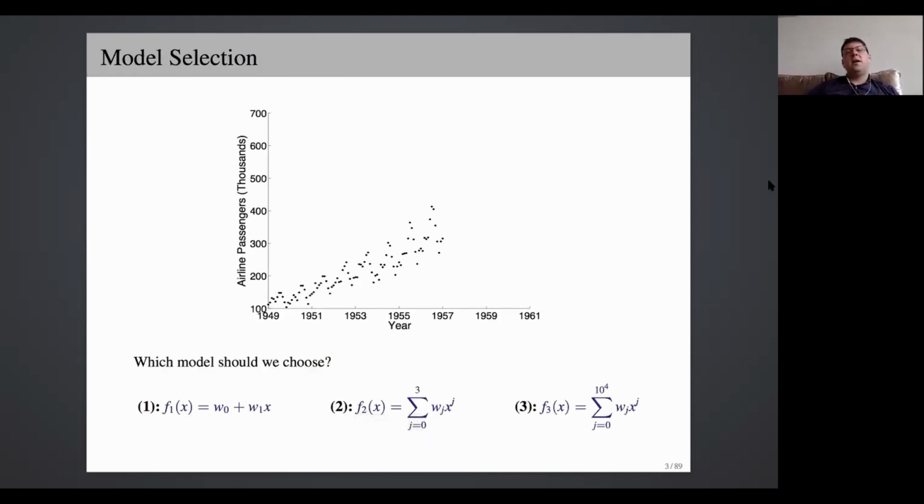Okay, so I'll start with a pattern recognition problem. You may have seen me ask this before if you've seen some of our recent talks, but it's a nice way of tying everything together. So we have our airline passenger numbers recorded monthly, and we'd like to make predictions, say, into the future up to 1961. And we'll consider 3 different modeling choices. Choice 1, a linear function. Choice 2, a cubic polynomial. And choice 3, a 10,000th order polynomial.